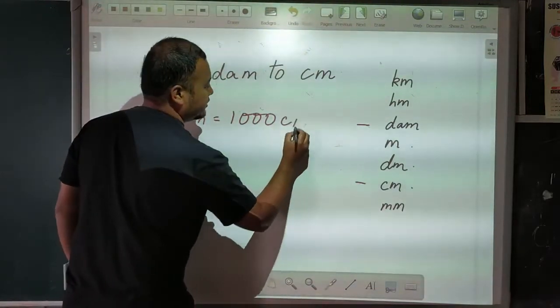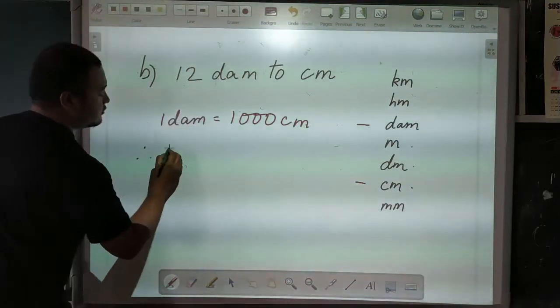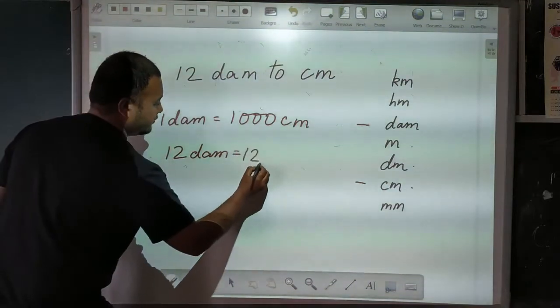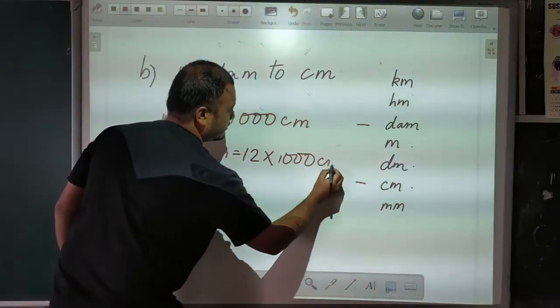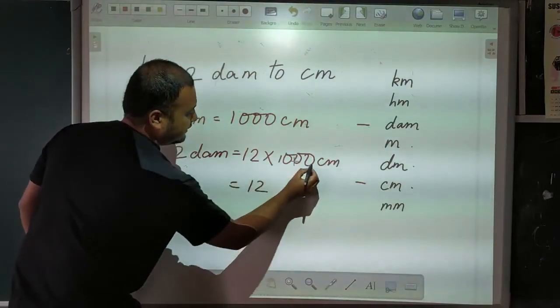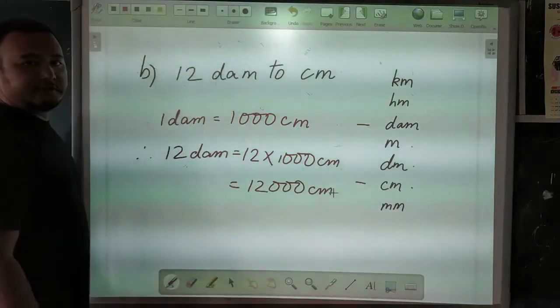Centimeter. Therefore, 12 decameter is equal to 12 multiplied by 1000 centimeter. So you multiply 12 into 1 is 12, and then you add the 3 zeros, 1, 2, 3, so 12,000 centimeters.